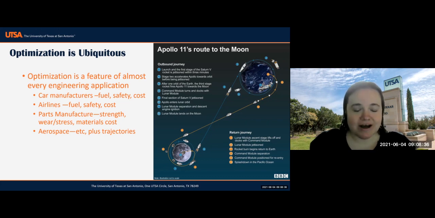And they also have to optimize this sometimes very dynamically. So they have to optimize their trajectories. The Apollo 11 trajectory to the moon, for example, was a major feat of optimization. And so in that case, you're optimizing fuel, because fuel is incredibly expensive to take into space.